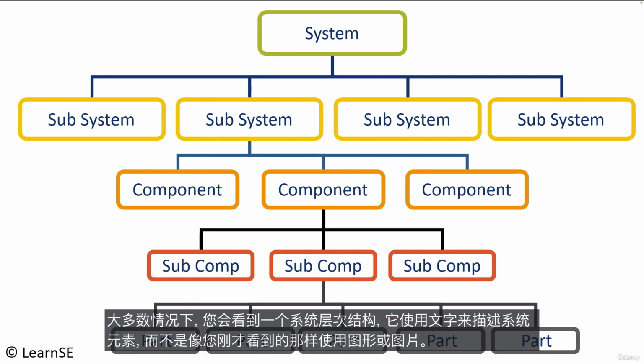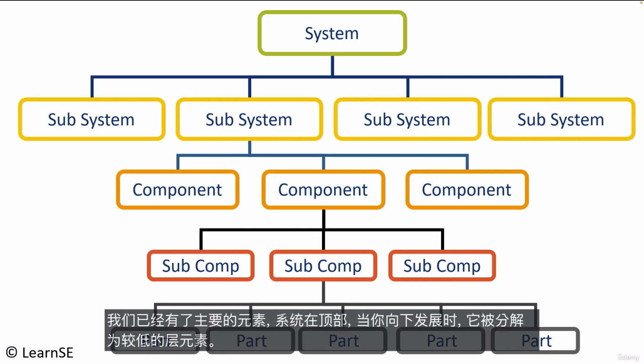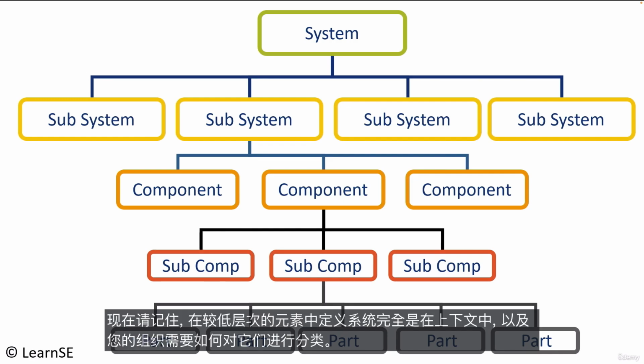Most of the time, you'll see a systems hierarchy expressed using words to describe system elements rather than graphics or pictures like what you just saw. We've got the primary element, the system, at the top, and it gets decomposed into lower tier elements as you progress downward. Now keep in mind that defining the system and its lower tiered elements is entirely in context and depends on how your organization needs to categorize them.